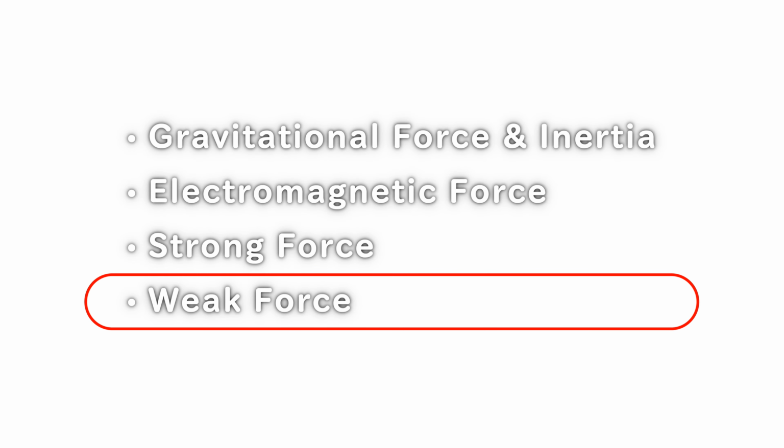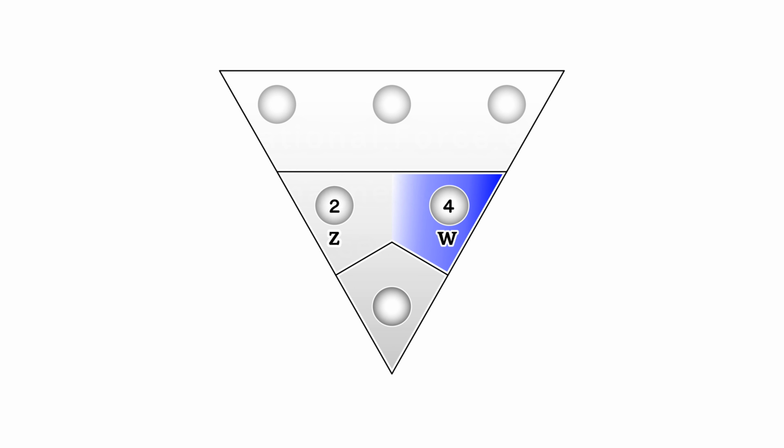The weak force. Z bosons and W bosons are called weak bosons. They are represented by point 2 and point 4, as illustrated. Weak bosons interact with a weak charge, and this interaction is called the weak force. The weak force can change one type of particle to another type of particle.